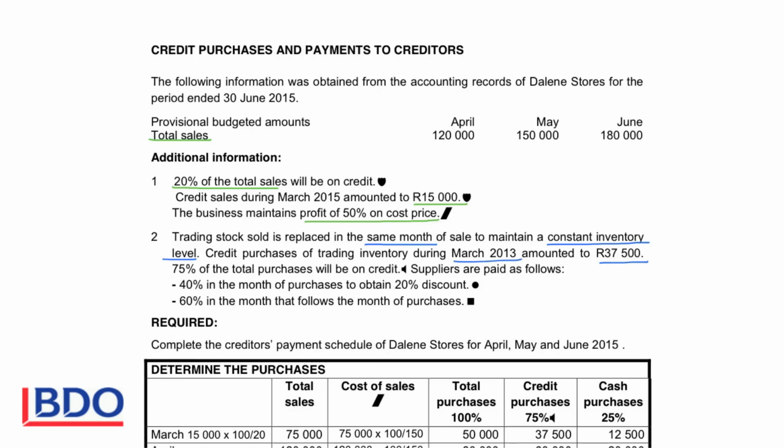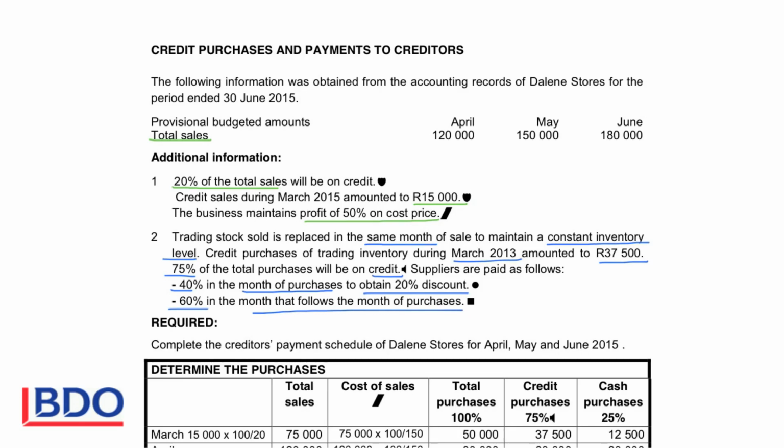Of the total amount that we buy, 75% of the total purchases will be on credit. How do we pay suppliers? 40% in the month of the purchase. So it means if you buy something in March, you will pay it in March. Why do you pay it the same month? To obtain 20% discount. The following month, so if you buy in March, you will pay 40% in March, and in April, you will pay 60% in the month that follows the purchases.